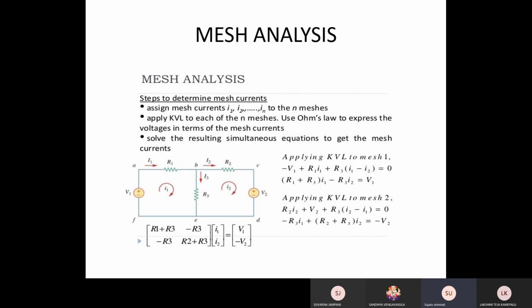Next, what we do: for a rise of potential, we put it as a positive sign. When there is a drop of potential, we put it as a negative sign. So here, going from minus to plus, we put plus V1, and plus to minus, minus of I1 into R1. Next, coming here, plus to minus, minus of R3, but this I1 and I2 will depend on both groups.